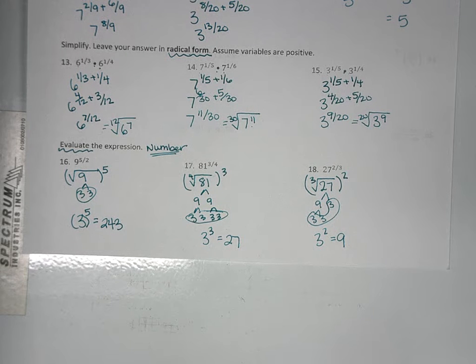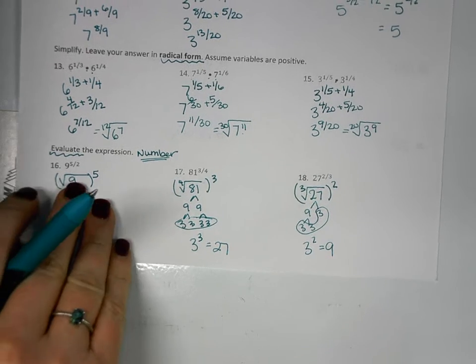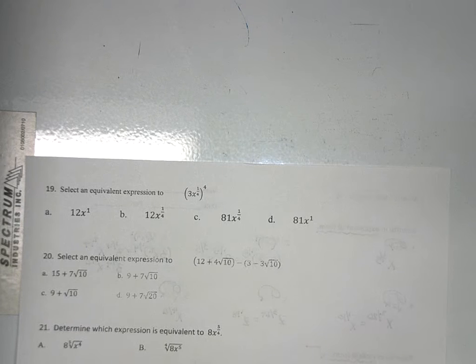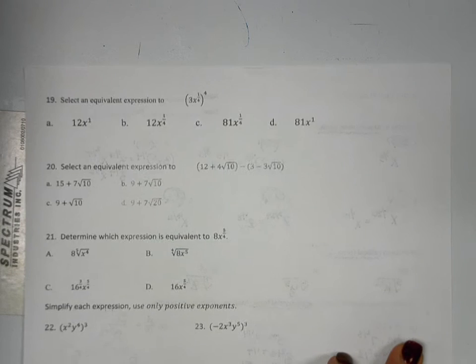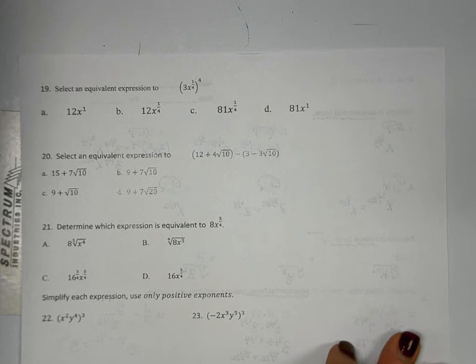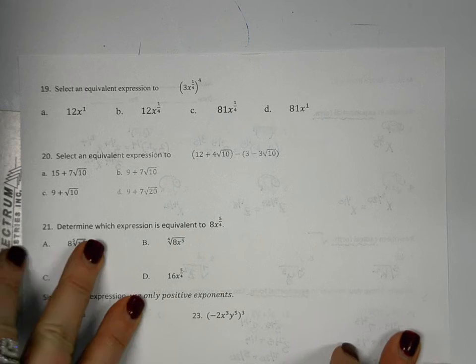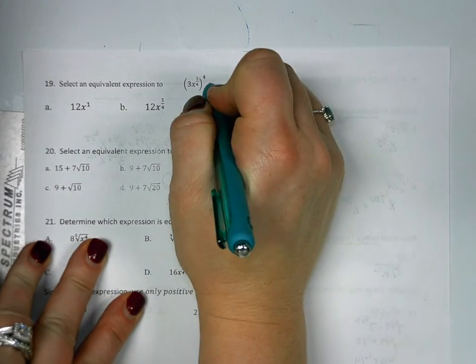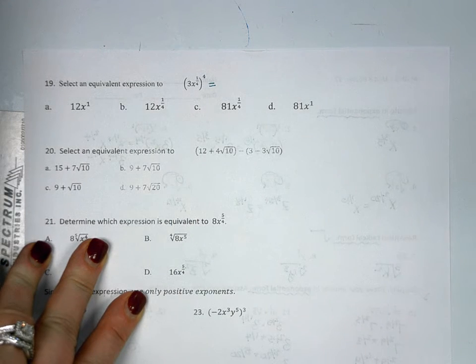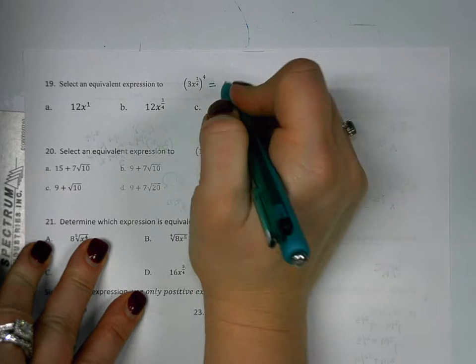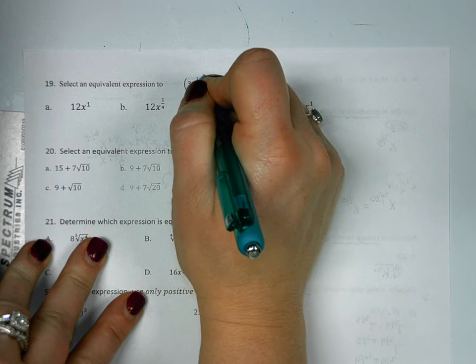Okay, backside. Number 19, select the equivalent expression. So selecting the equivalent expression means we have to figure out which of these, and there might be more than one, simplify to the same thing. So what I'm going to do is take my expression here, and I'm going to try to simplify it using my exponent rules. So the 4 has to go to both of these.